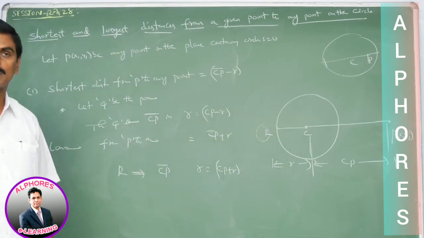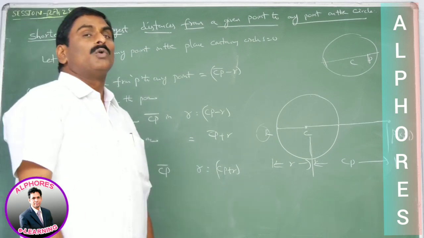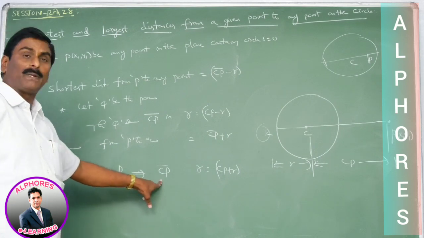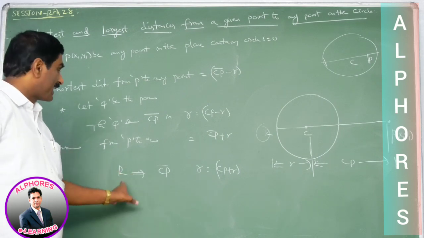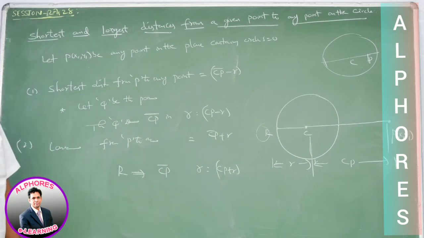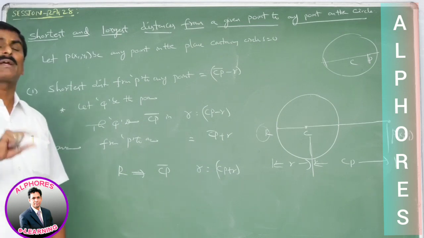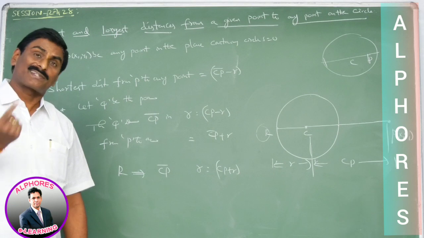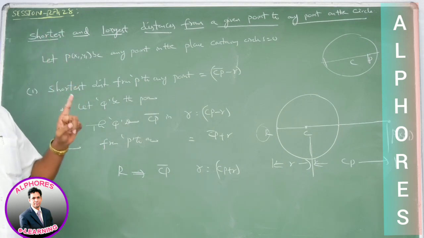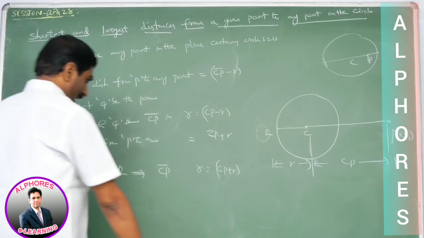Let R be the point on the circle which is the greatest distance from P. Then R divides the line segment CP in the ratio of r is to CP plus r externally. Internal ratio: (mx2 plus nx1) by (m plus n). External ratio: (mx2 minus nx1) by (m minus n). We use the section formula in geometry. Okay, next.